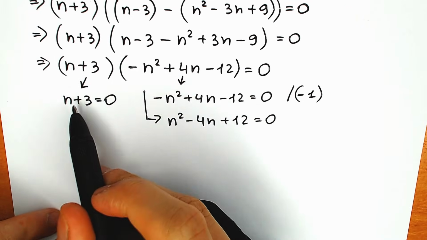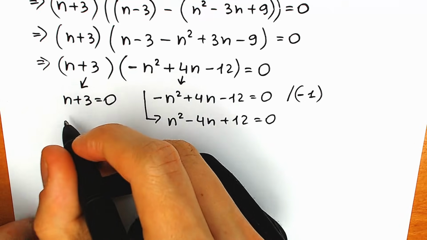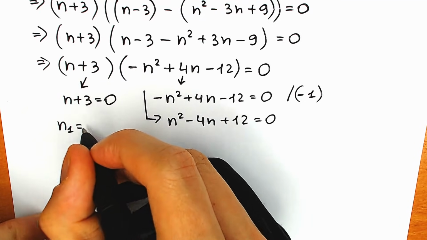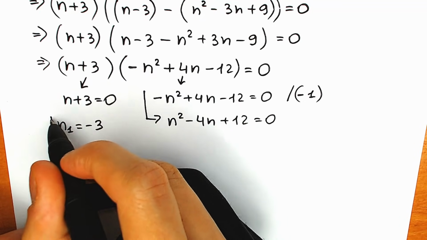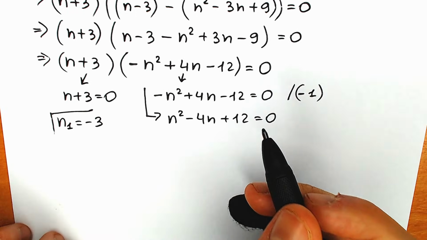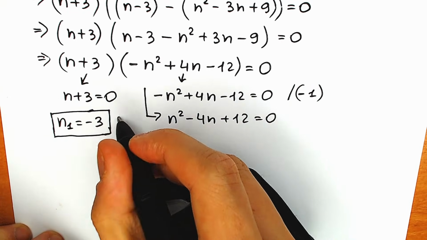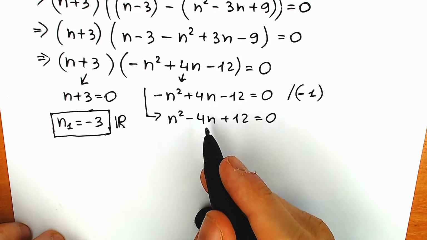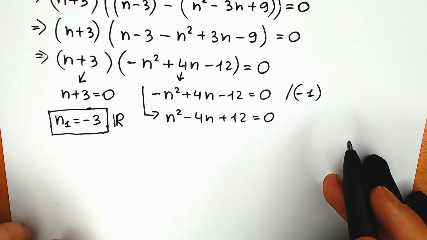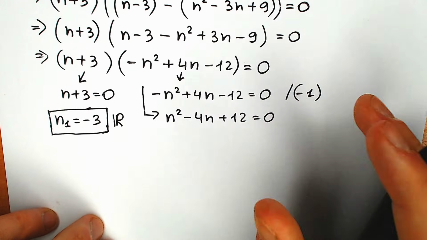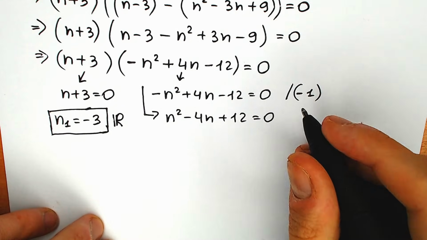We have two branches. We have the first linear equation, so we can write that n first equal to minus 3, real quick. Yeah, let's underline it. This is our real number root. And we have the second equation, a basic, classic quadratic equation. Of course, this is up to you how you prefer solving this equation.